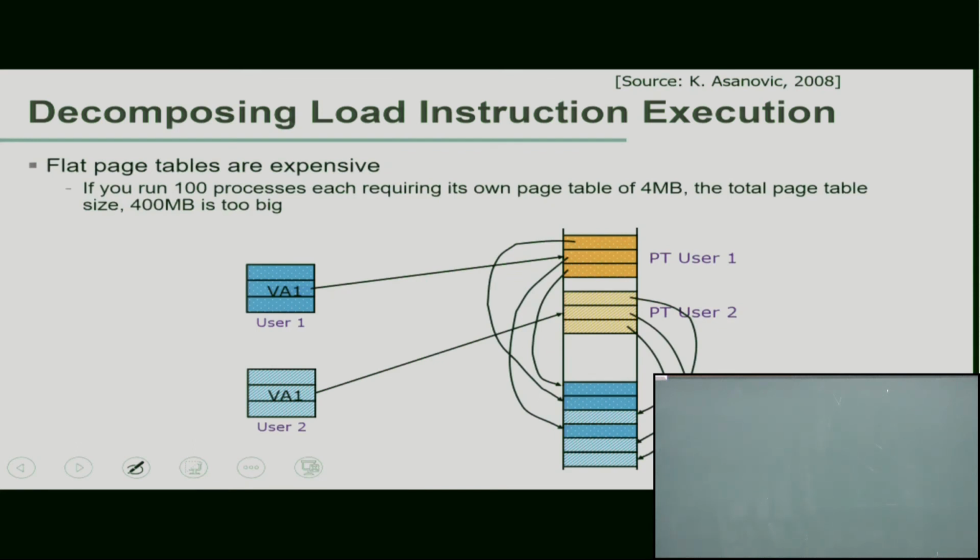As I briefly mentioned, these flat or linear page tables are expensive. If you have a large virtual address space, the storage cost of the page table is proportional to the size of the virtual address space, which is huge in today's 64-bit architectures. Also, if you have 100 plus processes, each requiring a 4 megabyte page table, the total page table size is 400 megabytes, which is pretty big. And at any given time you only use a small subset of the entire virtual address space. The rest of the pages are not used.